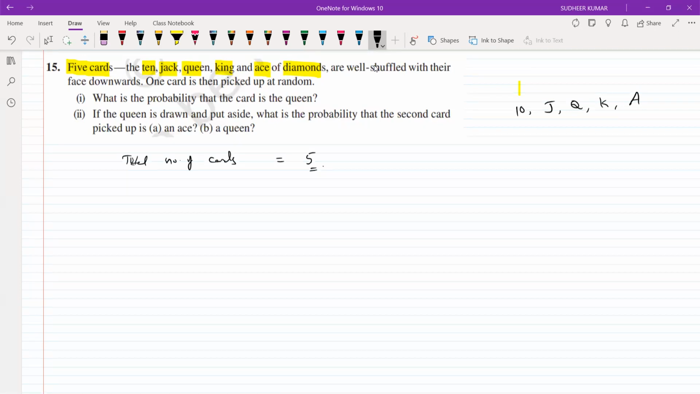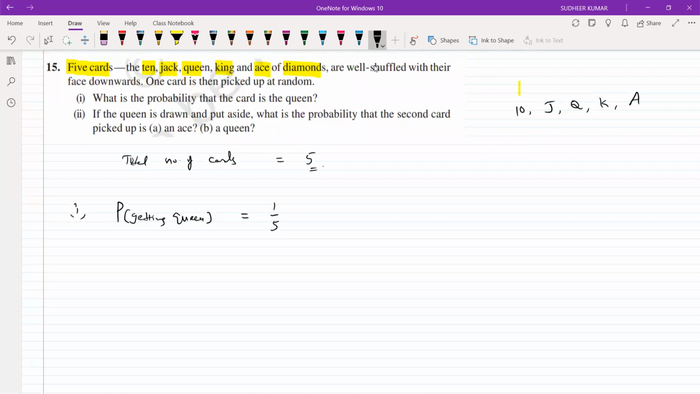Okay, sir. Then the first question is, what is the probability that the card is queen? So probability of getting a queen is 1 by 5.